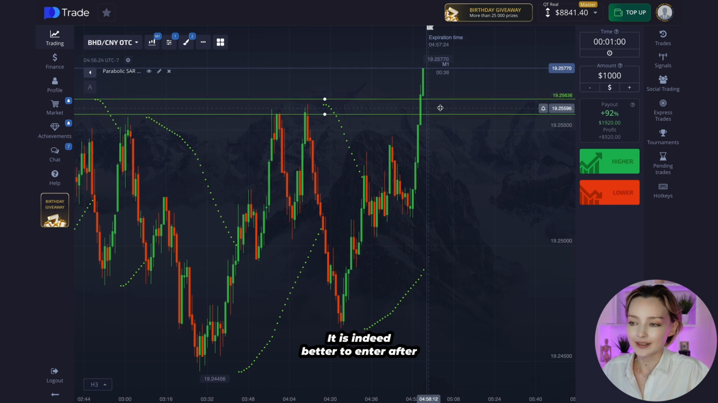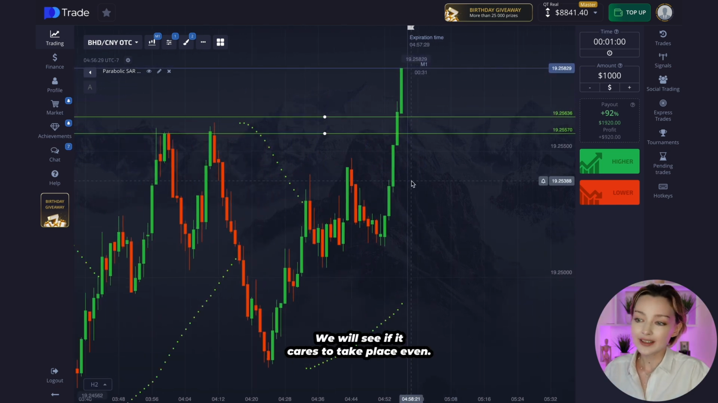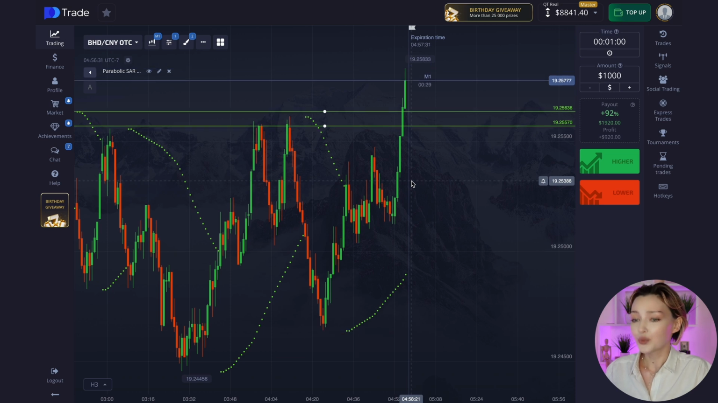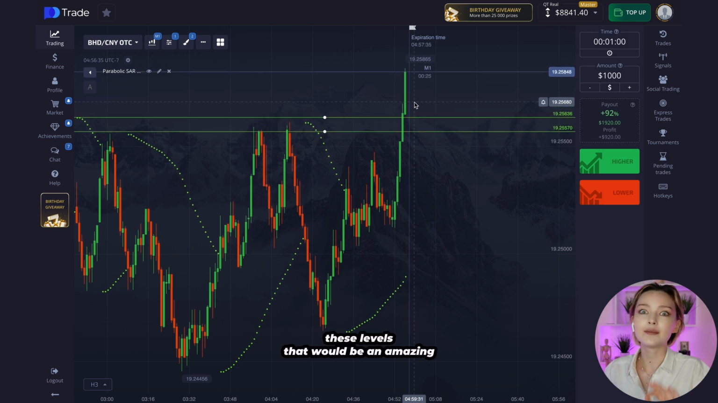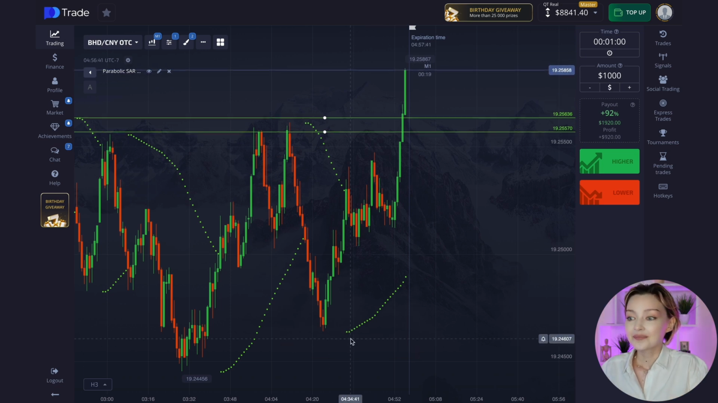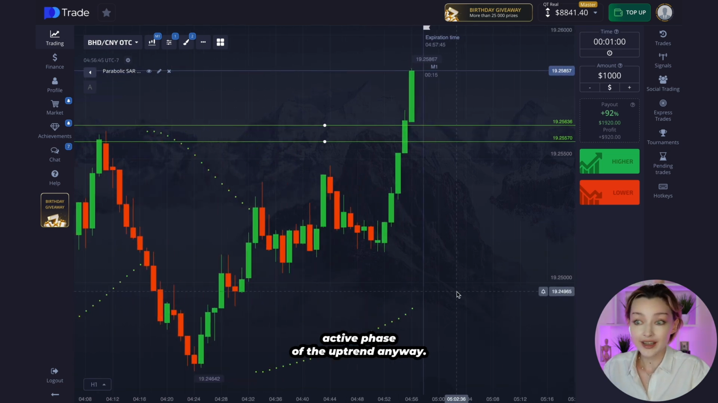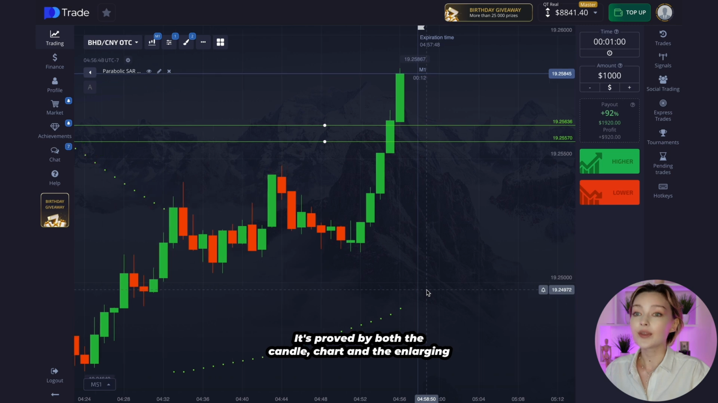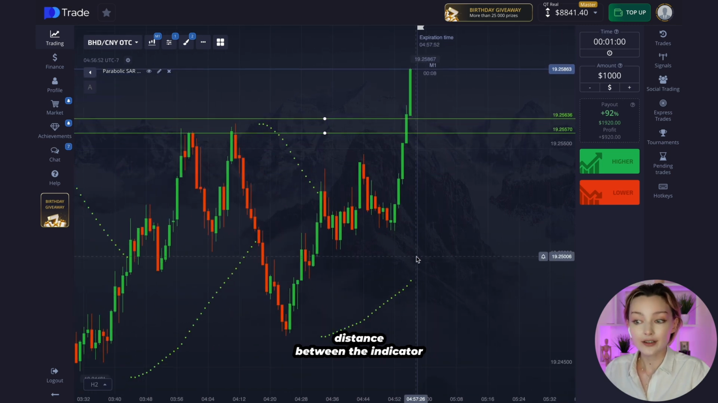It is indeed better to enter after some kind of corrective retracement. We will see if it cares to take place even. It would be wonderful if the price corrects back to these levels. That would be an amazing moment to enter upwards. If that doesn't happen, we will go with the flow, I guess. As you can see, there's clearly an active phase of the uptrend anyway. It's proved by both the candle chart and the enlarging distance between the indicator dots.